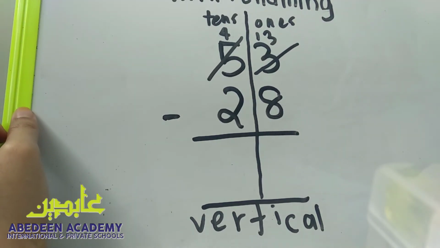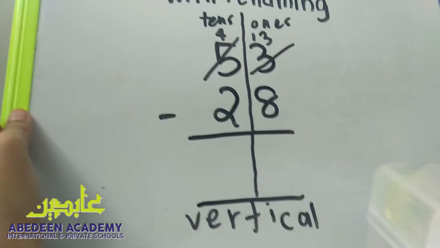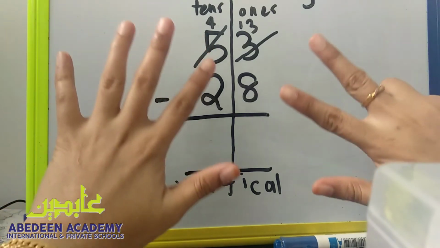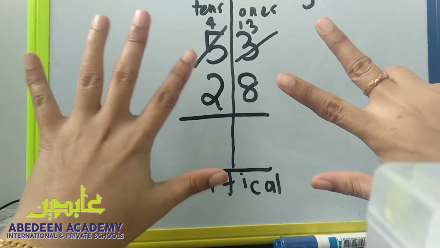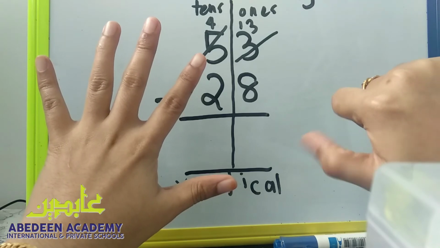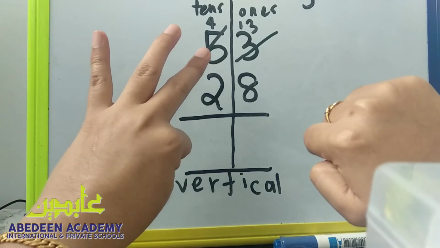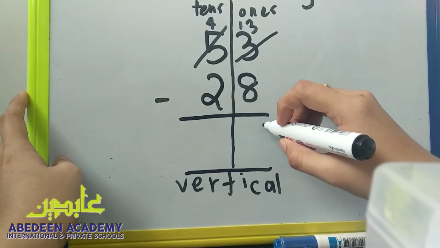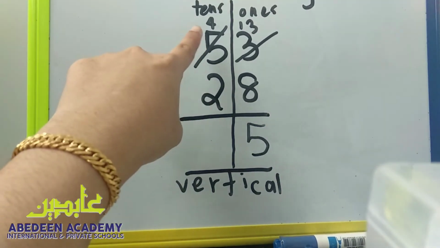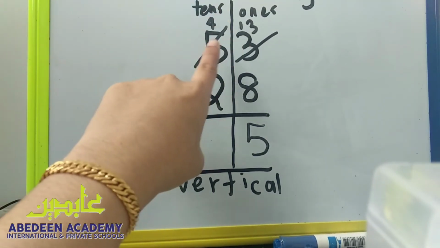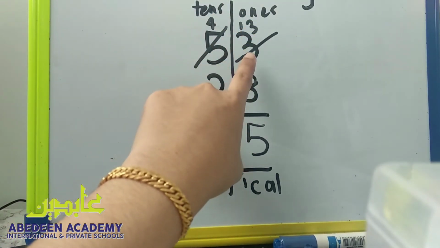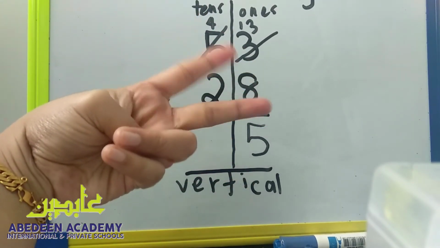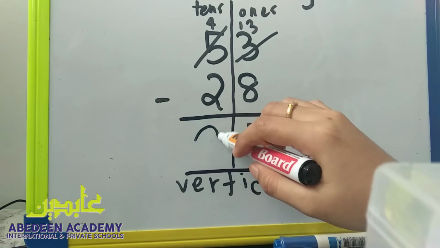So 13 minus 8. You have 13 in your mind and you have 8 in your fingers. So 12, 11, 10, 9, 8, 7, 6, and 5. So the answer here is 5. Now this 5 is not 5 anymore. It's already 4 because you lent the 10 here to here. So 4 minus 2. Take away 2. So what's left? 2. The answer is 25.